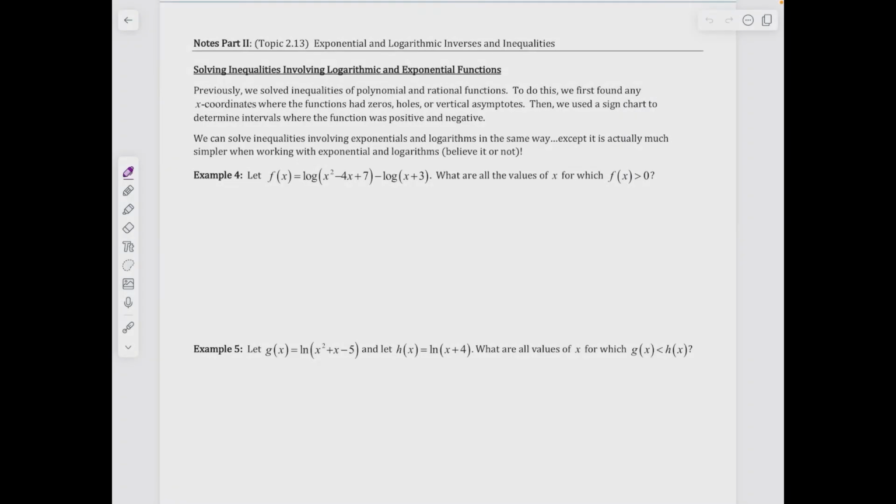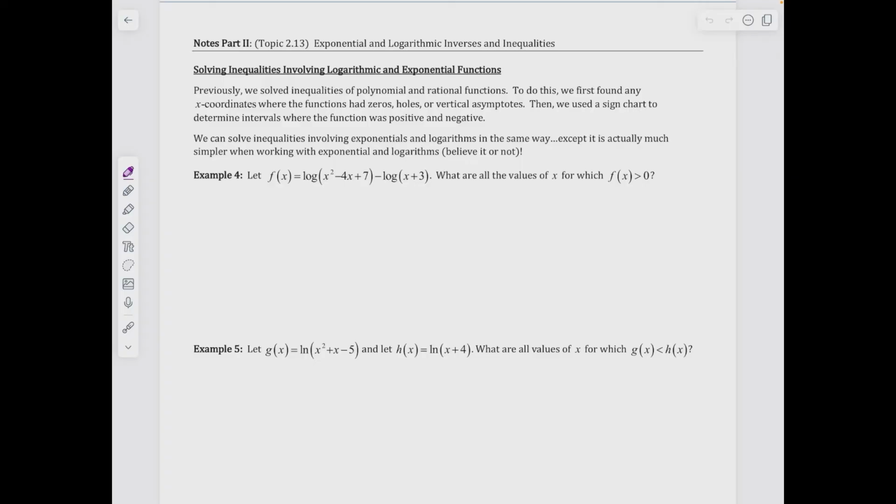So for part 2, solving inequalities involving logarithmic and exponential functions. So this one's a little tricky because we got to think about it in 2 parts. So it says previously we solved inequalities of polynomial and rational functions. To do this, we first found any x coordinates where the functions had zeros, holes, and vertical asymptotes. Then we used the sign chart to determine intervals where the function was positive and negative. So we can solve inequalities involving exponential and logarithms in the same way, except it's much simpler when working with exponential and logarithms.